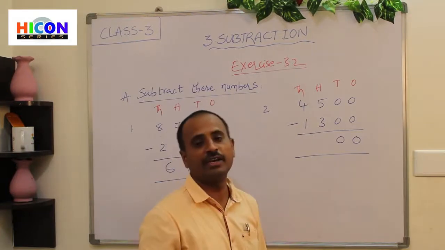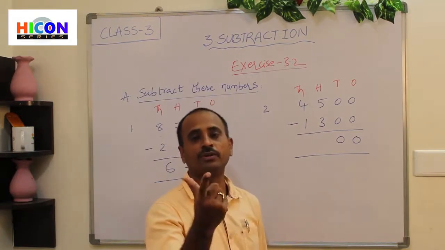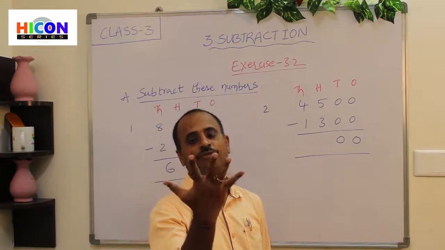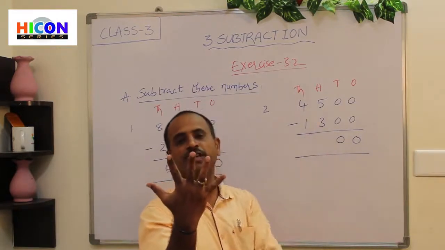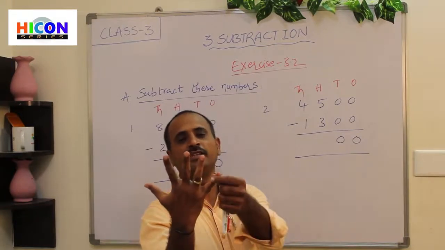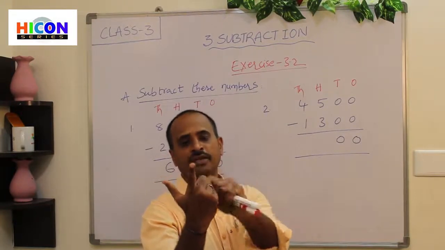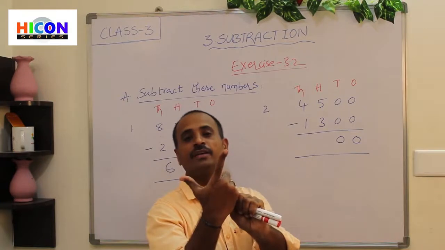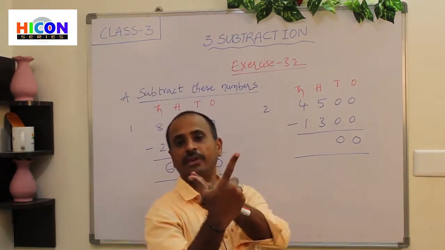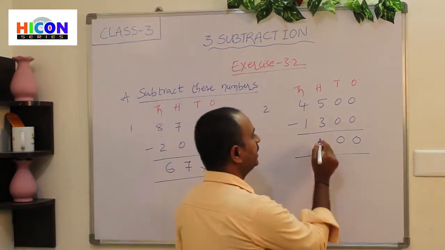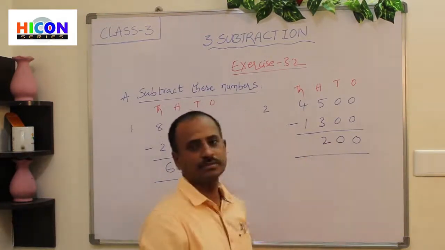So open 5 fingers of your hand. 1, 2, 3, 4, 5. Next, what is the second number? 3. So close the 3 fingers among these 5 fingers. That is 1, 2, 3. So children, how many fingers are remaining? So count 1, 2. There are 2 fingers remaining. So write 2 under hundreds place.